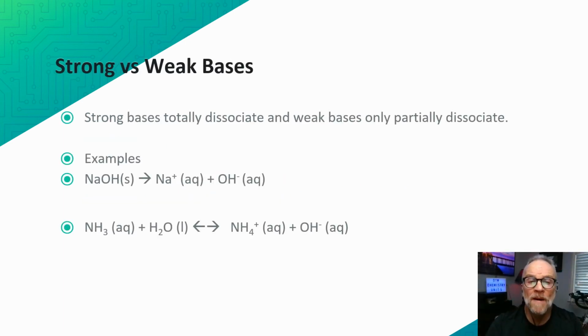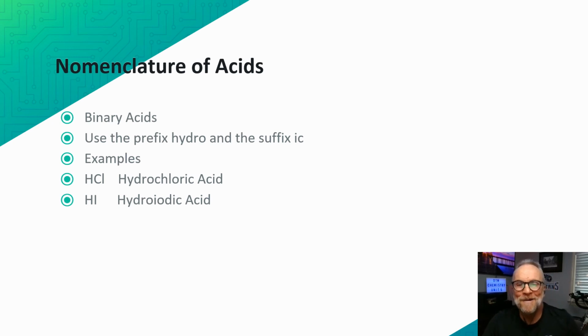Strong versus weak bases, the same situation applies. Strong bases totally dissociate. Sodium hydroxide is a very strong base. So you have almost all of the solution in the ionic form. You have sodium ions and hydroxide ions. Of course, hydroxide ions are the ones that cause the solution to be basic. Ammonia is a weak base in solution, and you have very few hydroxide ions in ammonia, or very low concentration, I should say.